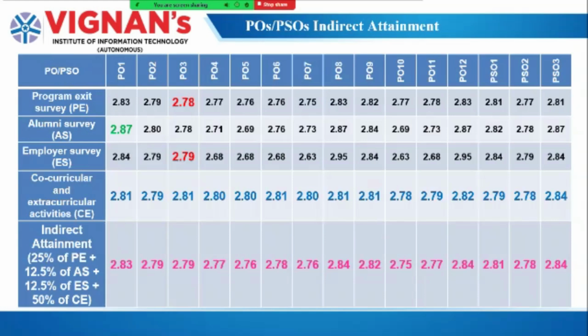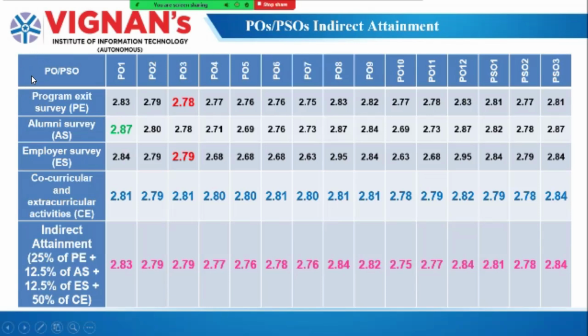Here you have an indirect attainment based on the individual weightage, like 25 percentage of program exit survey, 12.5 percentage of preliminary survey, and 12.5 percentage of employee survey, and 50 percentage of the co-curricular and extracurricular activities. So these first three are 50% weightage, and this is for 50% weightage.